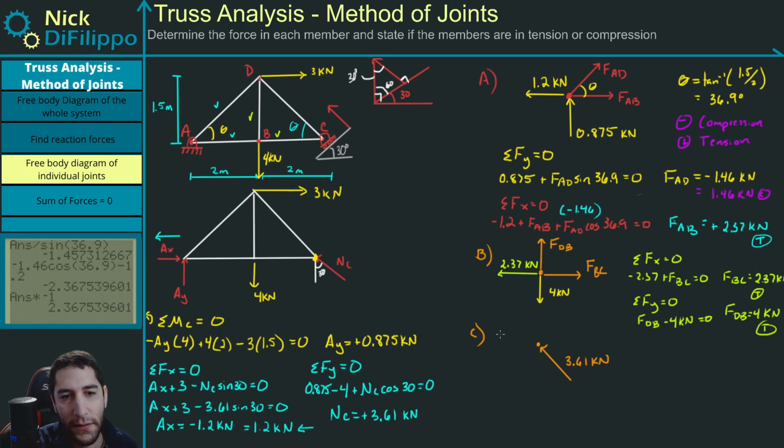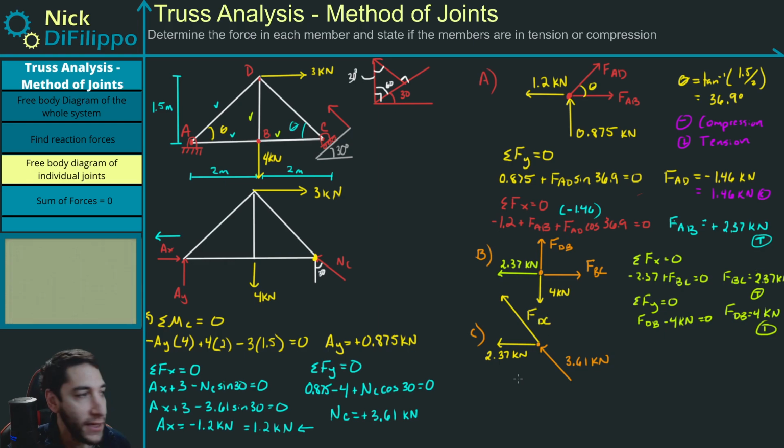I know that I have a force BC. BC is in tension, so it points away, and we know BC is 2.37 kilonewtons. I'm going to put it down here. And then the force I'm looking for is going to be this force right here. It's unknown, so we point it in tension, FDC. Okay, so now we just need to sum our forces in the X or the Y direction.